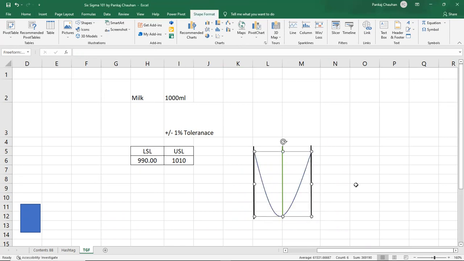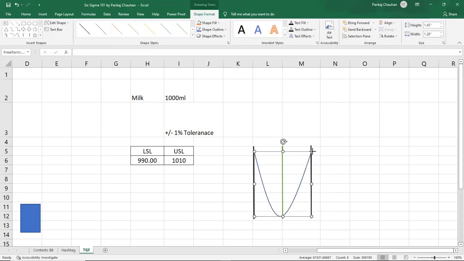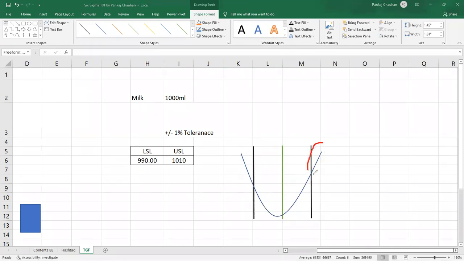So what is the objective? As this value will go either this side or this side, what you see here is the loss to society. If you are supplying more than the target, this is a loss to the supplier. And if you're supplying less than the target, then this is a loss to the consumer. The objective is always that it should be very well within the center limit of this. This is what the Taguchi loss function is.